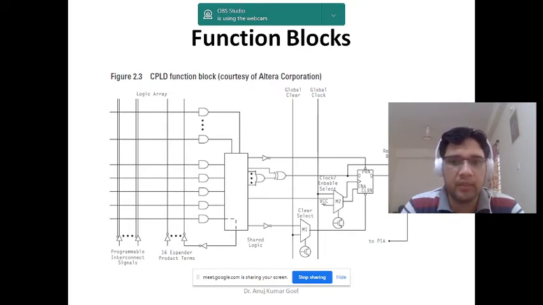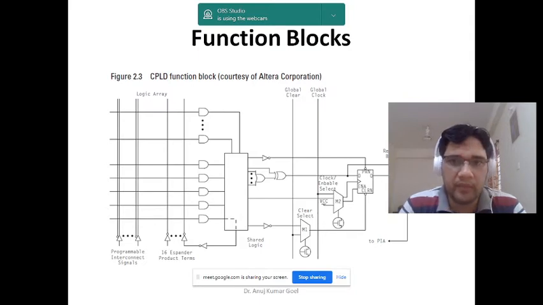Then M2 is there. With M2 we connect the global clock. M2 is used to give the clock signal and enable signal. 2 signals are given by the second multiplexer M2, that is the clock and enable. And as you are seeing here, 2 types of global signals are there, global clear and global clock. These are the 2 signals which are present in all the ICs.